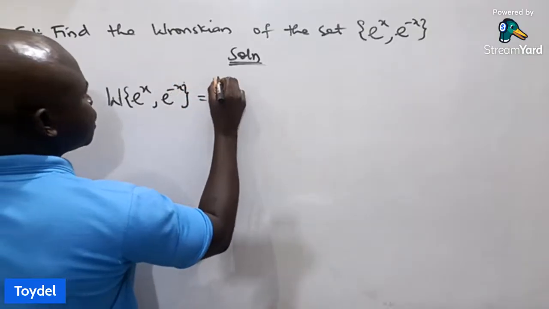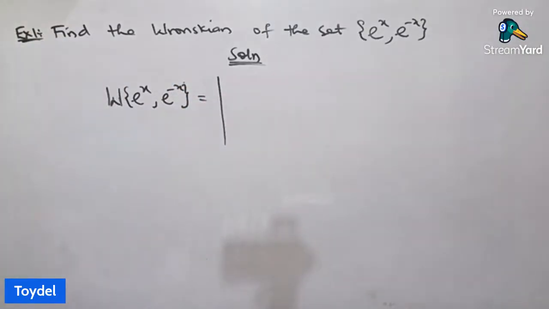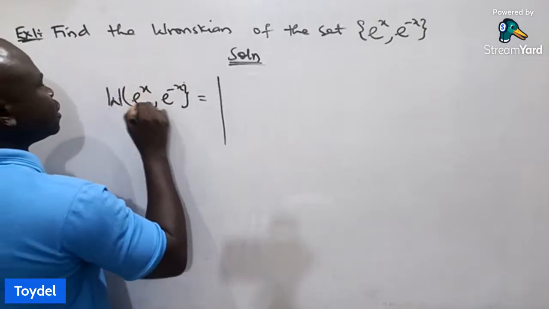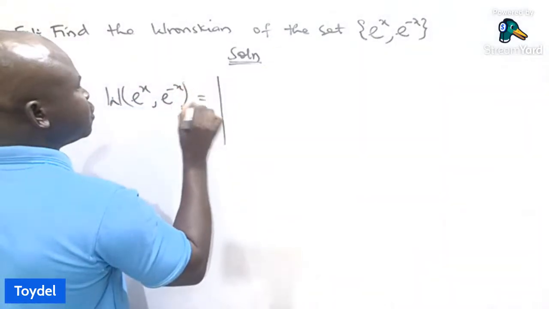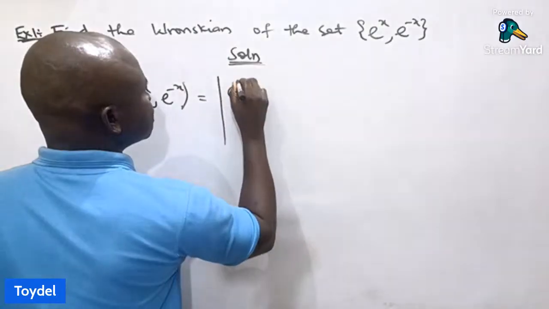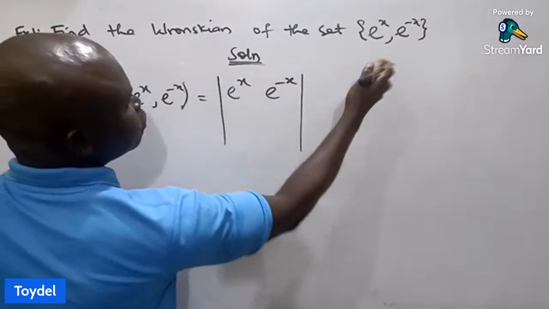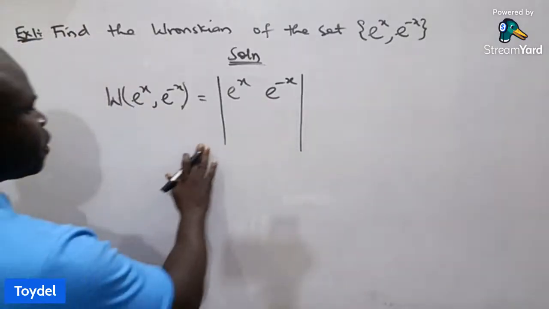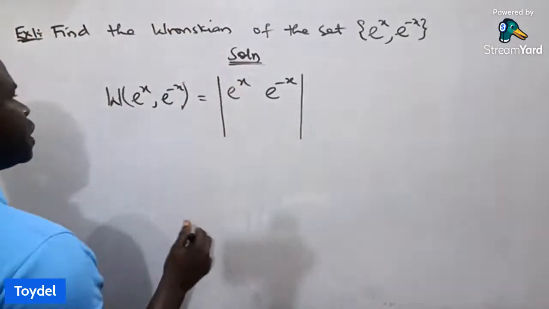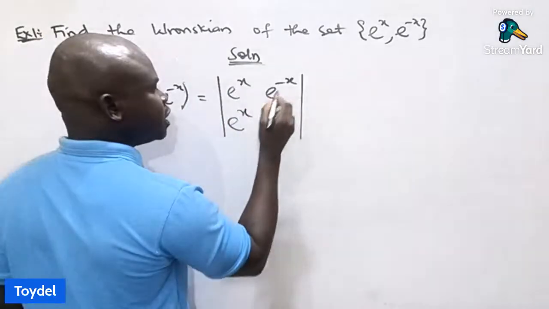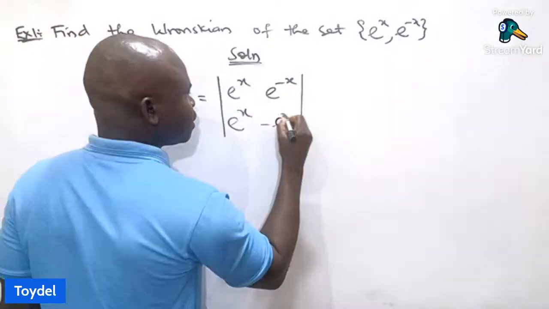That simply means that the Wronskian of a set possesses the n minus 1 derivative on the interval of that set. So we first write the set, e raised to power x, e raised to power minus x. Then we go ahead and find the derivative. We have just two here, so we'll stop at the first derivative. If we differentiate e raised to power x, that will be e raised to power x. If we differentiate this, we are going to have minus e raised to power minus x.